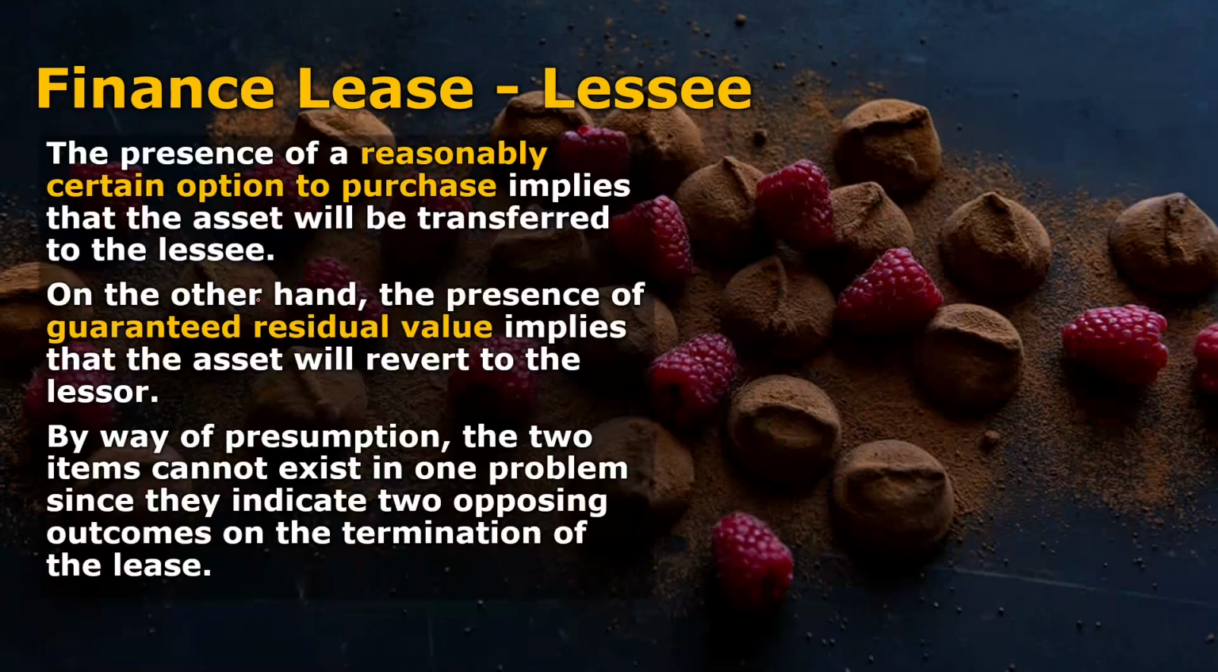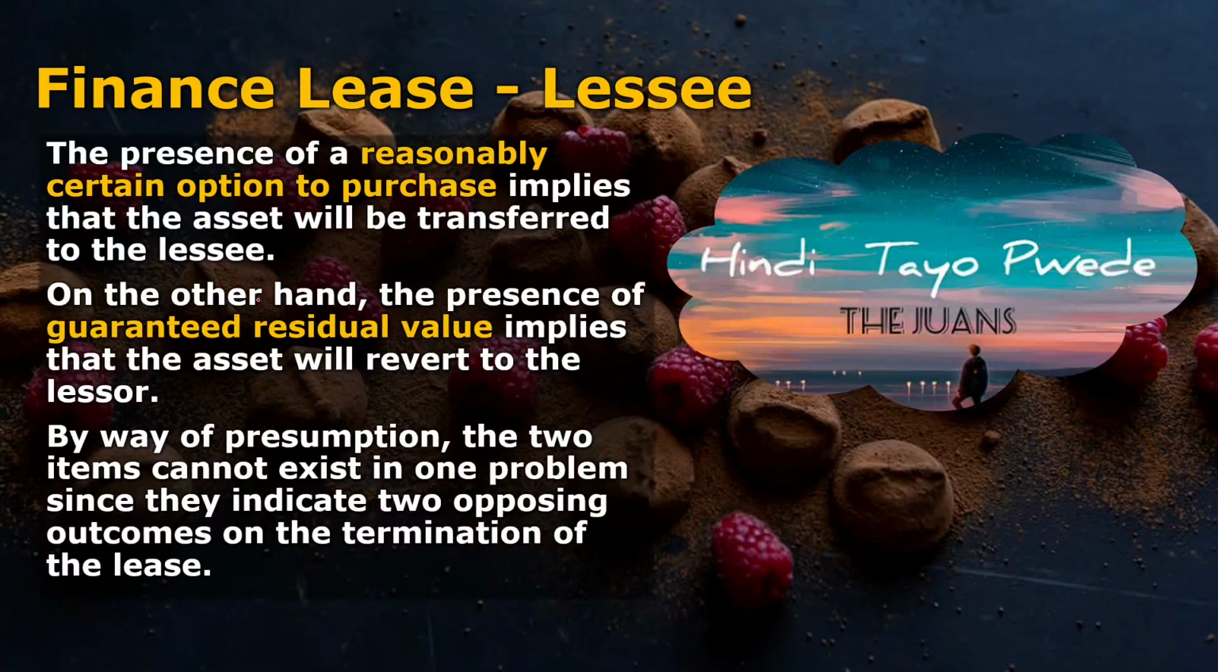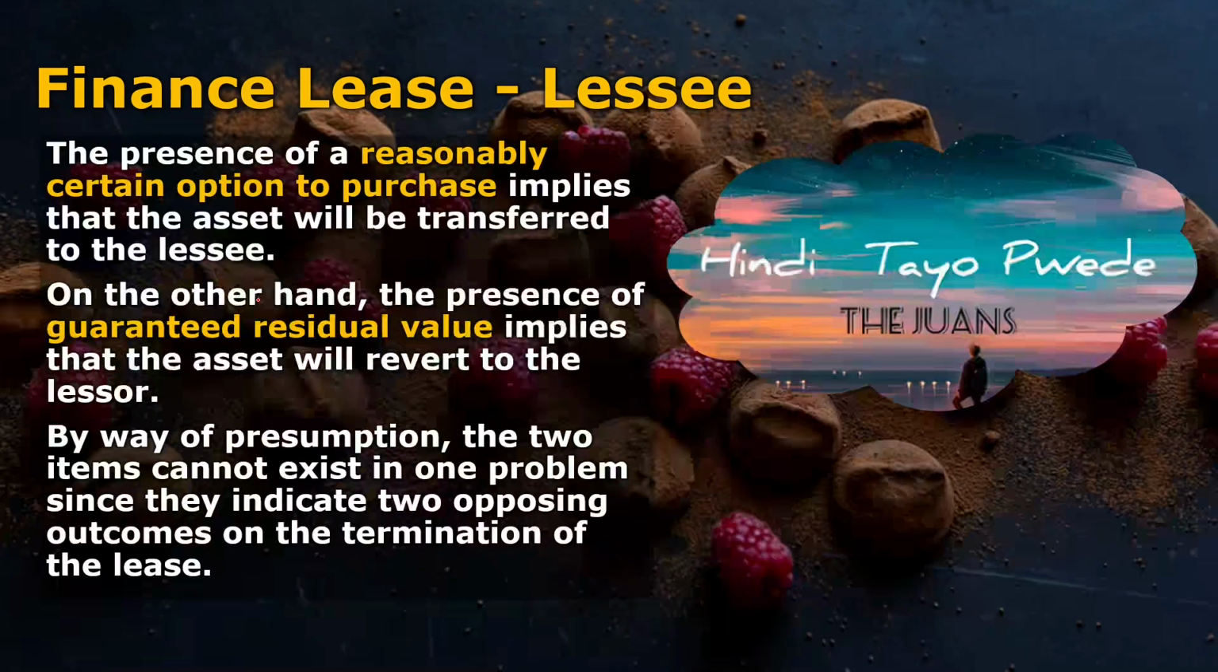Scenario 1, ita-transfer kay lessee. Scenario 2, ibabalik yan kay lessor after gamitin ni lessee. Meaning, itong dalawang scenario na to, option to purchase and guaranteed residual value, hindi yan sila pwede magsama sa isang problem. Fundamentally, hindi yan pwede magsama sa isang problem. Pero about legalities, I am not so certain. Pero I'm pretty sure, guys, in problem solving, you would not observe the two in one problem.